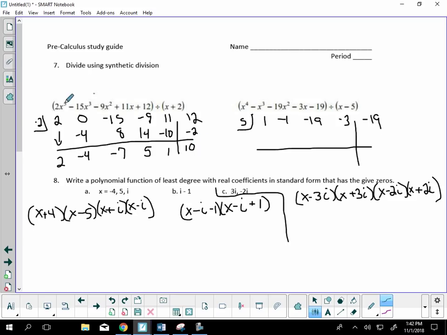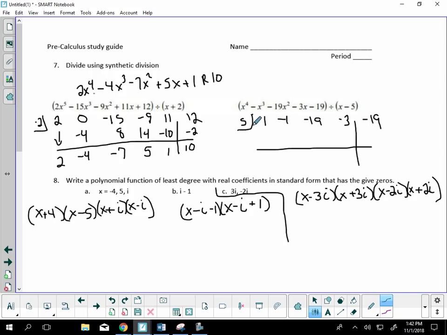Your answer is always going to be 1 degree less. So I'm going to have 2x to the 4th minus 4x cubed minus 7x squared, I'm sorry, that should be a plus 5x plus 1, remainder 10.